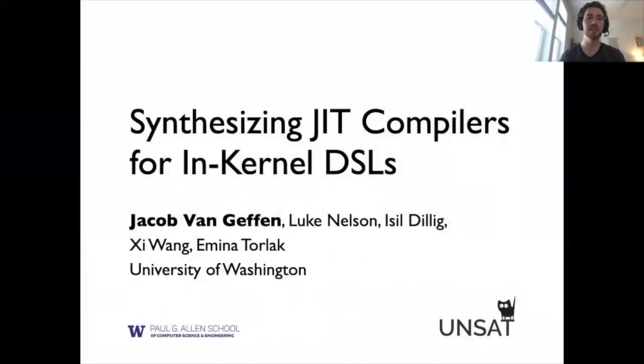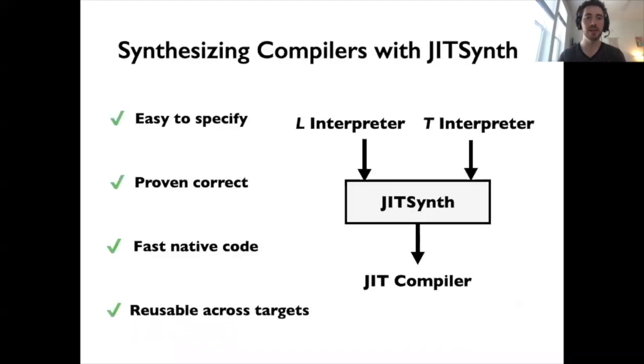Hello, I'm Jacob from the University of Washington. At CAV 2020, I'll be talking about how to synthesize just-in-time compilers for in-kernel domain-specific languages. Our tool for synthesizing these JIT compilers is called JITsynth. Given interpreters for source language L and target language T, JITsynth outputs a verified JIT compiler from L to T. This allows developers to write JIT compilers with relatively little effort, all while avoiding bugs.